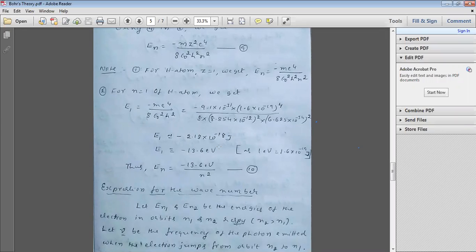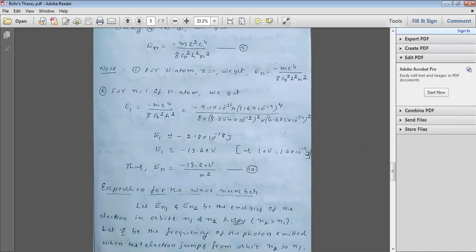So usually we express energies of the electron in terms of electron volt. Therefore, in terms of electron volt, the energy of the electron in the first allowed orbit, n is equal to 1, of the hydrogen atom is given by E1 is minus 13.6 electron volt.